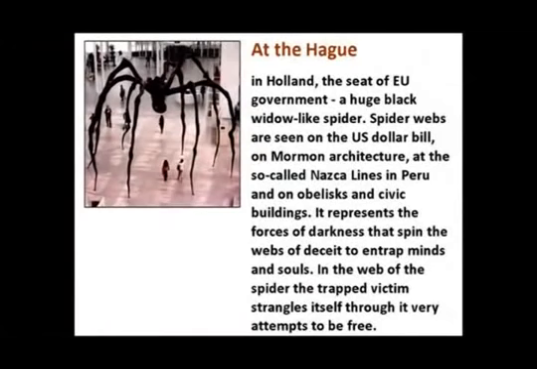At The Hague, in Holland, the previous seat of the EU government, stands a huge black widow-like spider. Spider webs are seen on the US dollar bill, on Mormon architecture, at the so-called Nazca lines in Peru, and on obelisks and civic buildings. It represents the force of darkness that spins the webs of deceit to entrap minds and souls. In the web of the spider, the trapped victim strangles itself through its very attempt to be free.